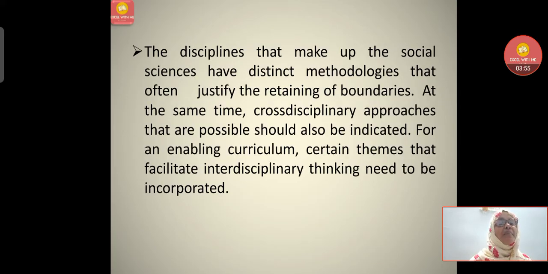The disciplines that make up the social sciences have distinct methodologies that often justify the retaining of boundaries. At the same time, cross-disciplinary approaches that are possible should also be indicated. For an enabling curriculum, certain themes that facilitate interdisciplinary thinking need to be incorporated. We have done in previous class about interdisciplinary approach. What is interdisciplinary approach? Not just going with one discipline, incorporating other disciplines in one discipline, that is interdisciplinary.